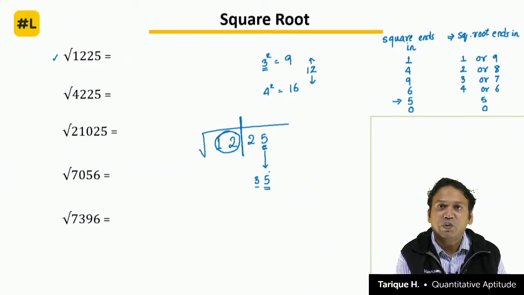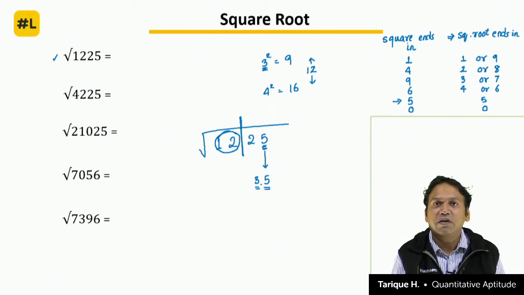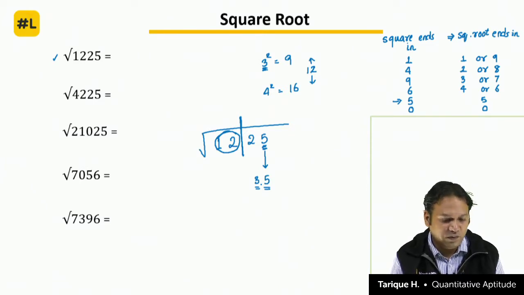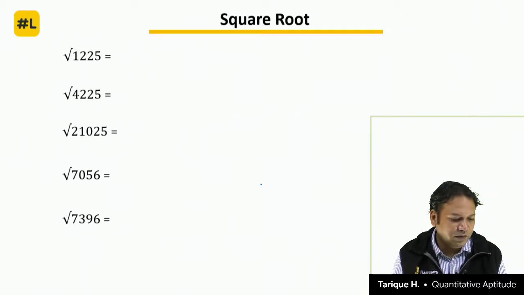12 is between which two squares? 3 square and 4 square. Always take the smaller number, 3. Write it here, 3. And that gives you the answer for the square root of 1225. So next we will see the square root of 4225.